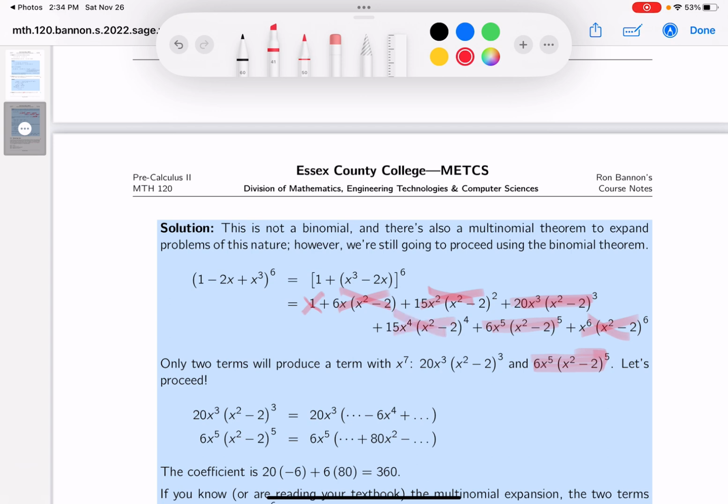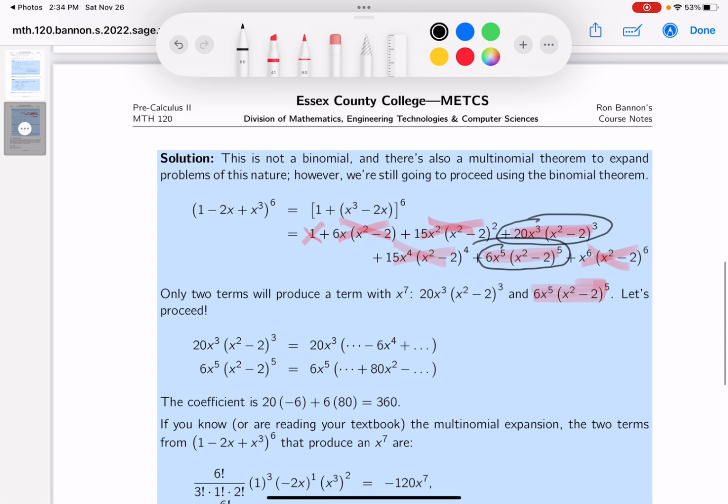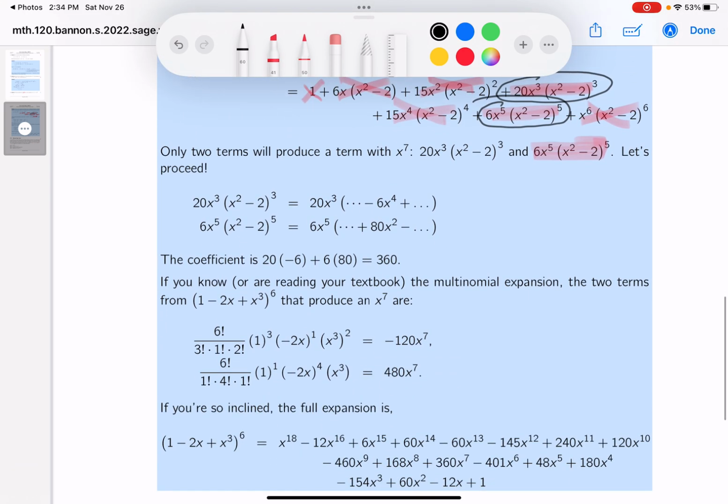So there's only 2 success stories over here. This is a success one over here, that's the 20x^3, x^2 minus 2. And the other one's this one over here. These are the only 2 terms in that expansion that are going to give you an x^7. So we're going to look at it. And how do I look at it? Well, I expand it. So we're going to expand this one first. We've got 20x^3. And then what do I need on the inside? I would need an x^4.